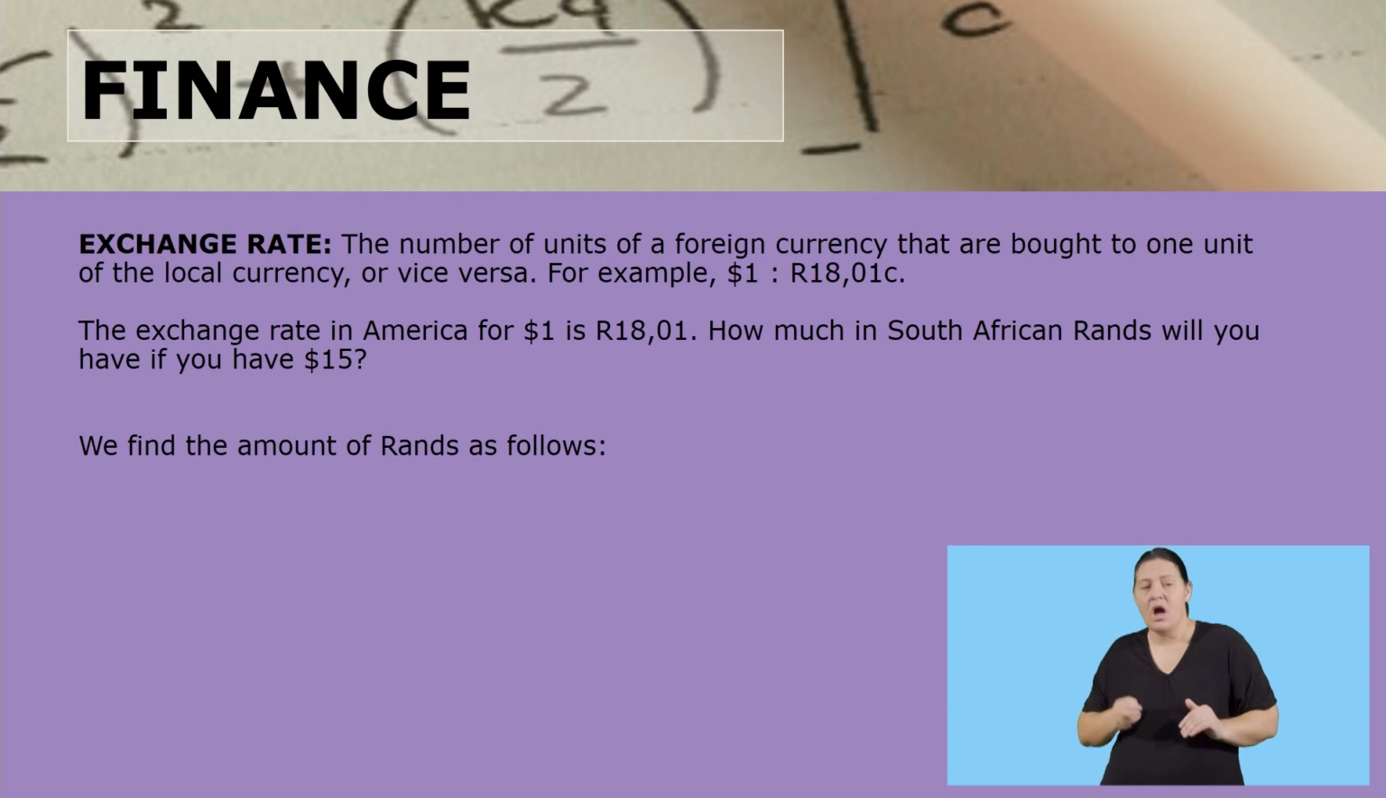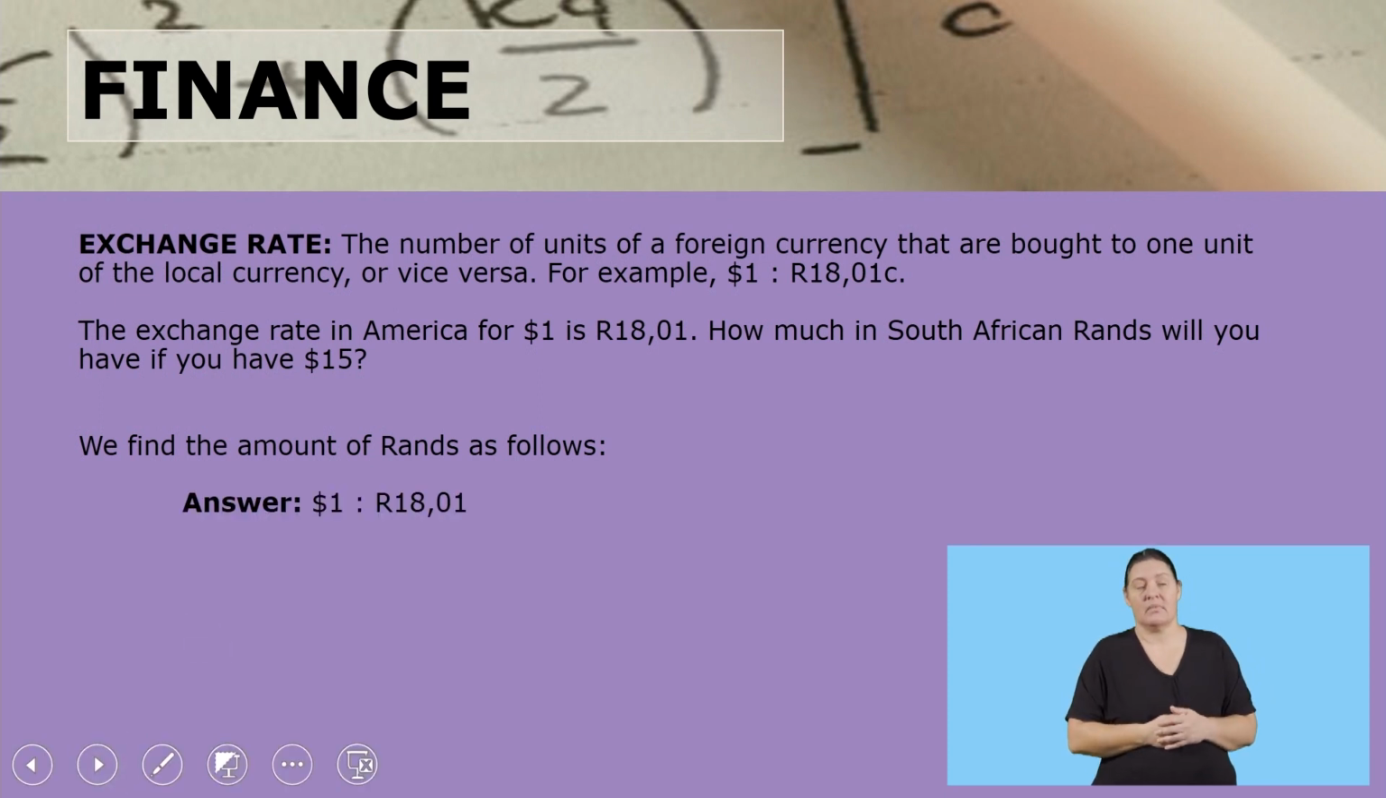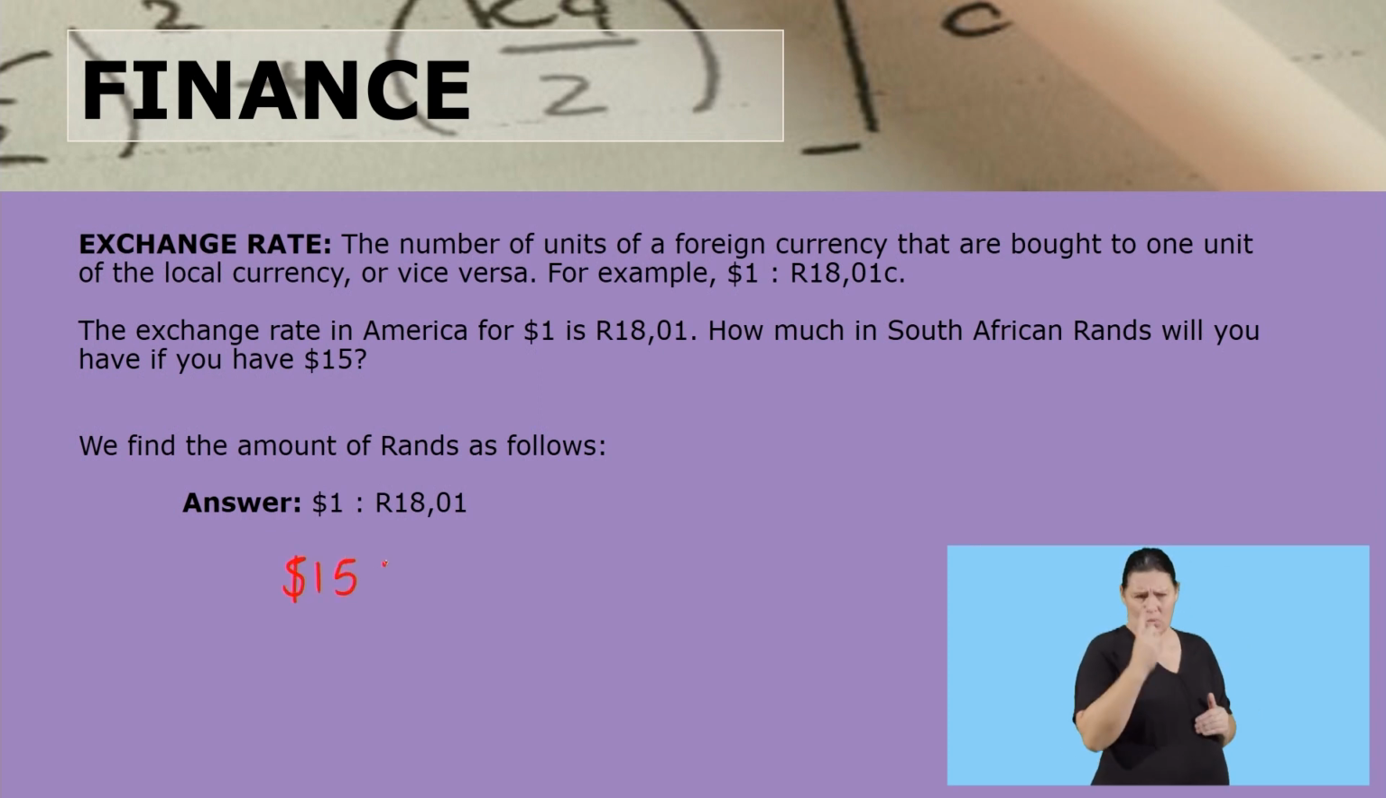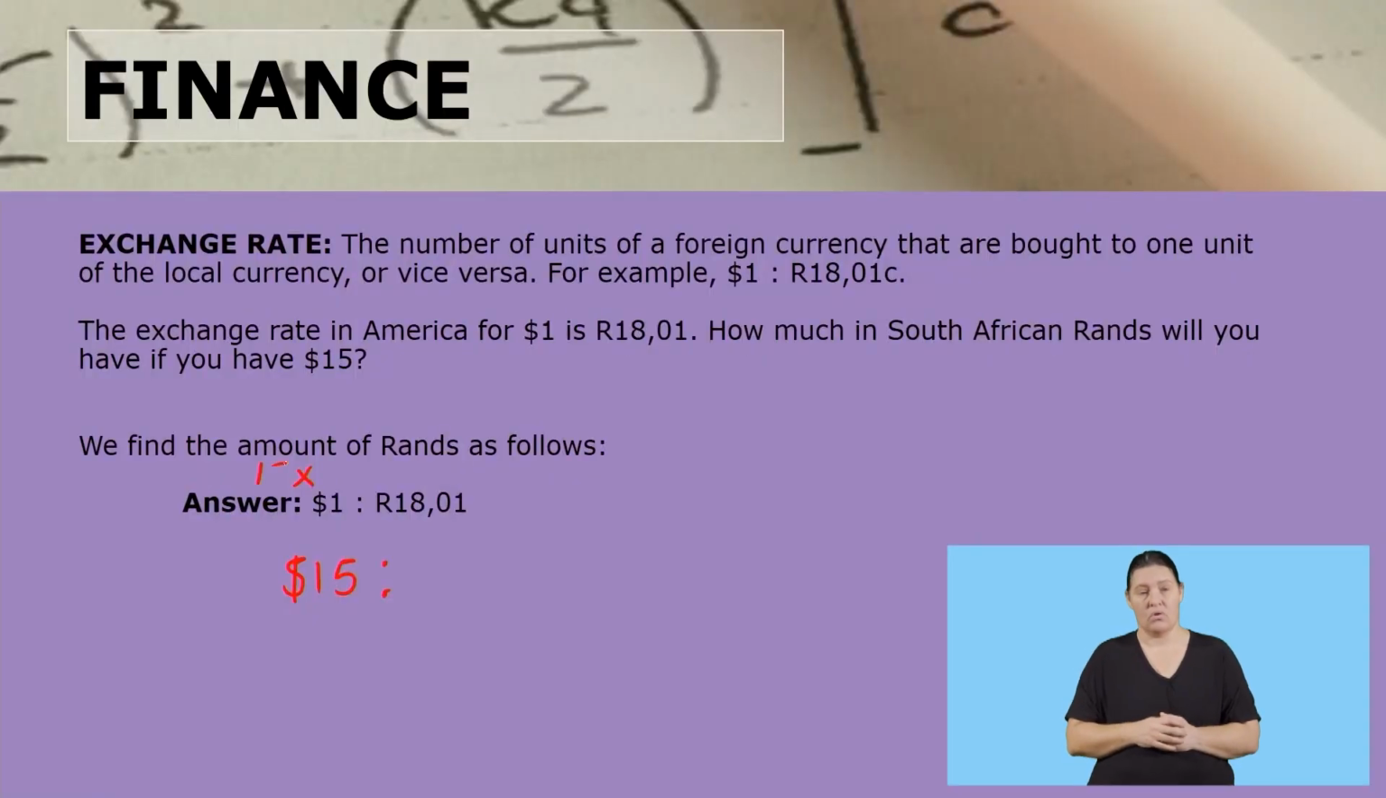So we find the amount of rands as follows. Now remember, we have been given $1 is to 18 rands, but now we are looking for $15 and not just $1. So how am I going to move from that? Remember, we said that when we move from one rate to another, we move by multiplying. So from 1, for me to get to 15, I'm going to multiply by 15. But now that means what I do on one side of the rate, I'm supposed to go and do on the other side as well. And that is going to be a multiplication by 15.